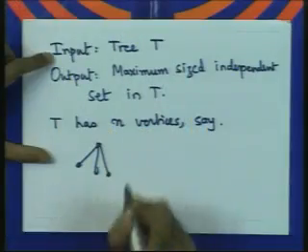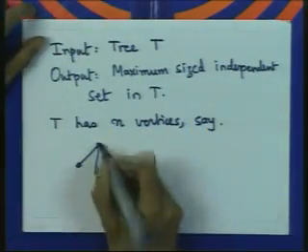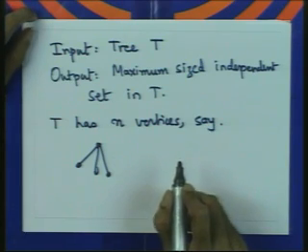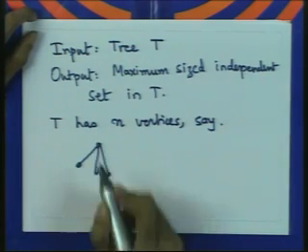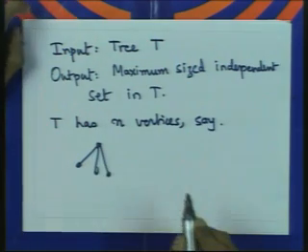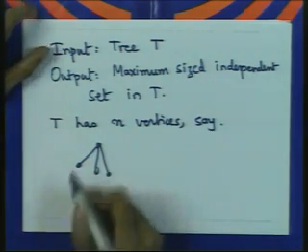So here's a simple example. Okay, so let's say this is the graph. If I pick this vertex, then well, what you get is an independent set of size 1. The optimum is of size 3.